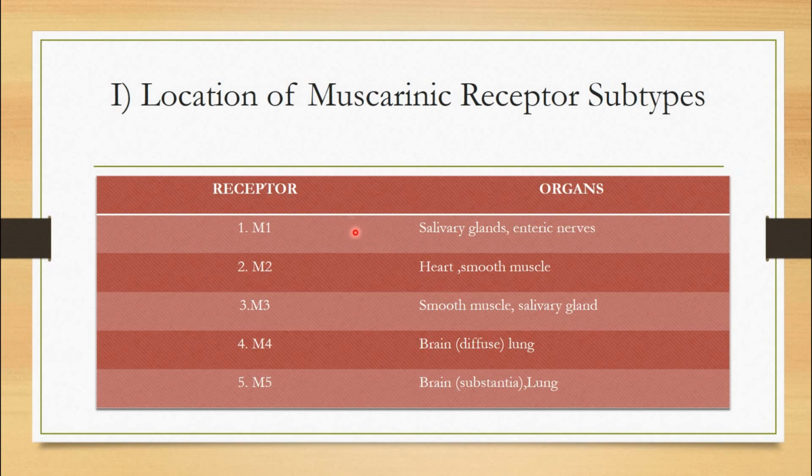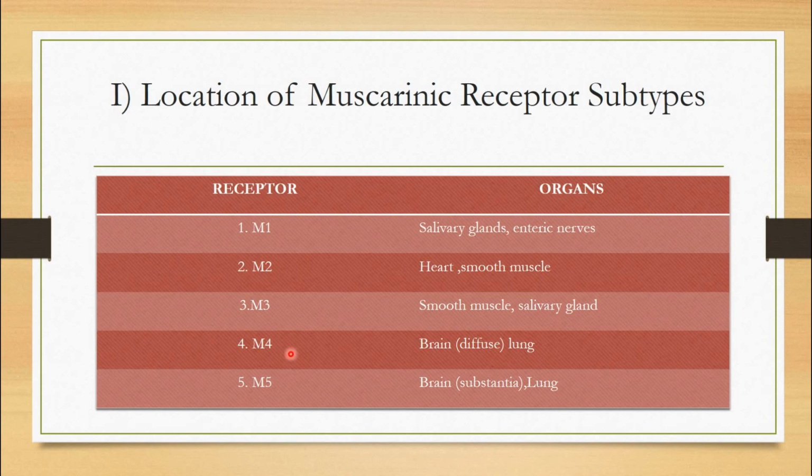So here is the location of muscarinic receptor with its subtypes. So they are basically 5 different types of muscarinic receptor. M1, which is located in salivary glands and enteric nerves. M2, that is heart and smooth muscle. M3, that is smooth muscle and salivary glands. M4, brain, lungs. And M5, that is brain substantia, that is in the lungs. So M4 and M5 is almost the same. So here I am going to highlight M1, M2 and M3.